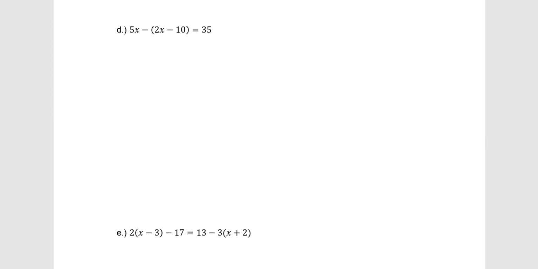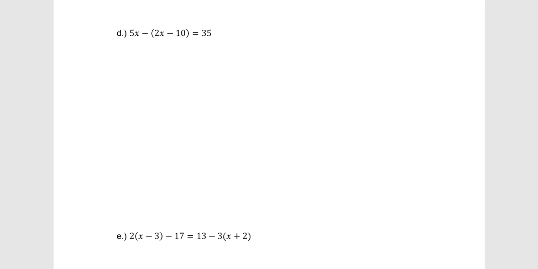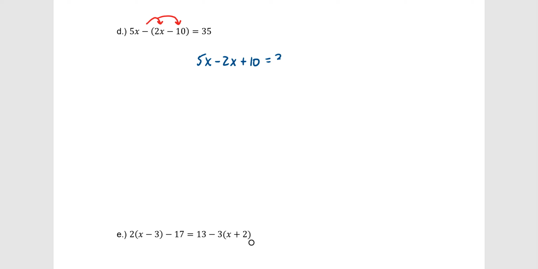Okay, for the next one, we have 5x minus 2 times x minus 10 equals 35. So first, for this one, what we have to do is simplify the left-hand side by distributing that negative first. And when we distribute that negative, we're going to get 5x minus 2x plus 10 equals 35.